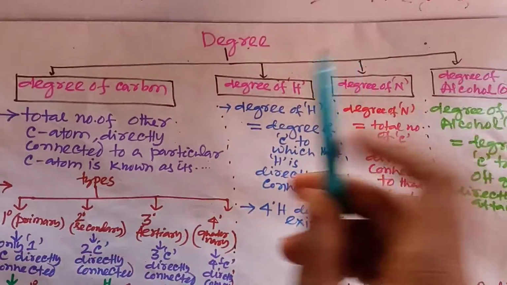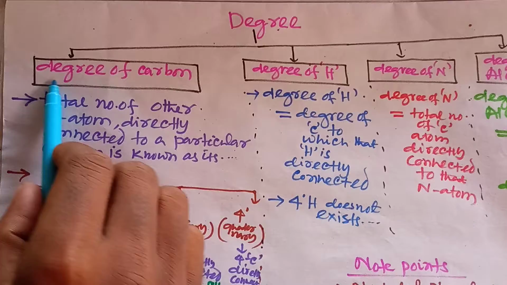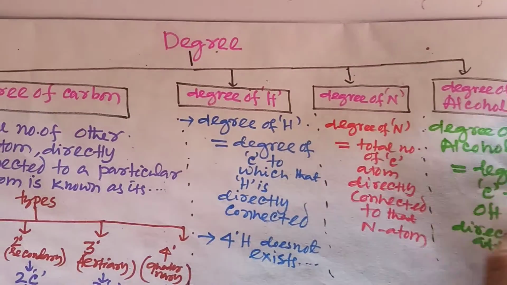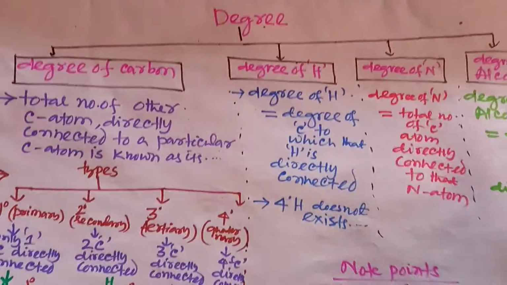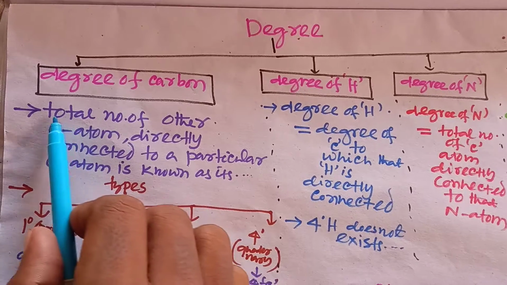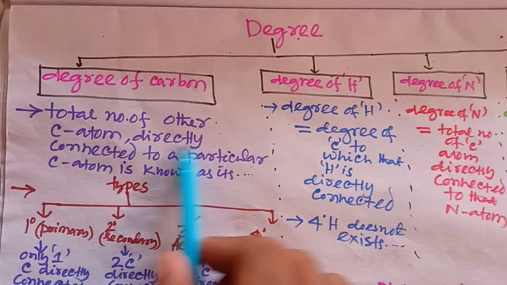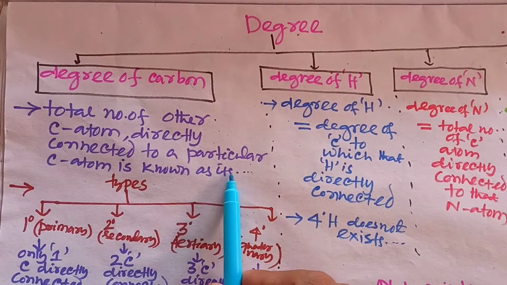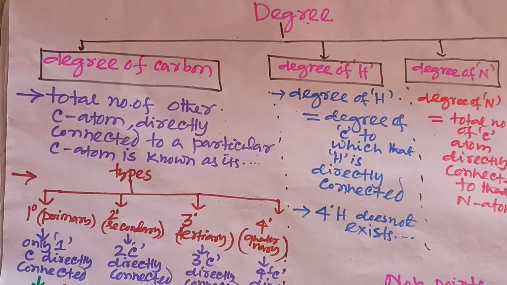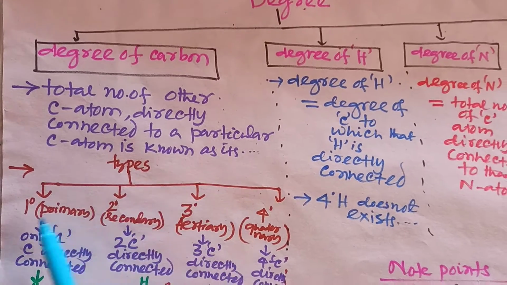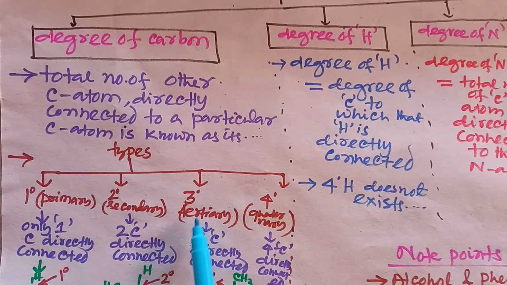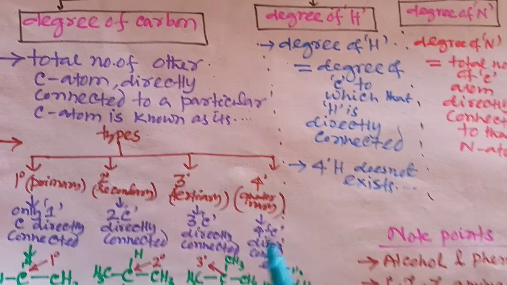Let's see the degree. So here is the degree of carbon, this is the degree of hydrogen, this is the degree of nitrogen, and the degree of alcohol. The degree of carbon means the total number of other carbon atoms directly connected to a particular carbon atom is known as its degree. So there are different types of degree: 1 degree or primary, 2 degree or secondary, 3 degree or tertiary, 4 degree or quaternary.